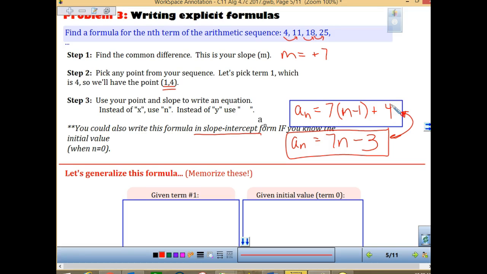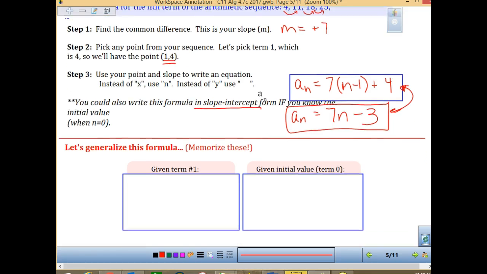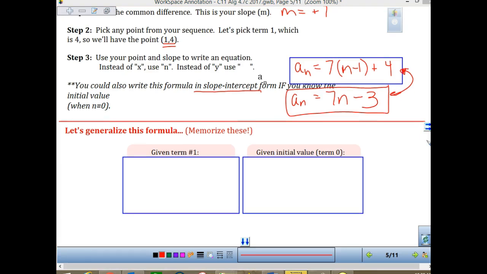I would recommend just stopping at point slope. There's no reason to change the explicit formula this way. Some of you will make some silly mistakes, so we're going to leave it that way. All right. So we want to generalize as we are looking at this.